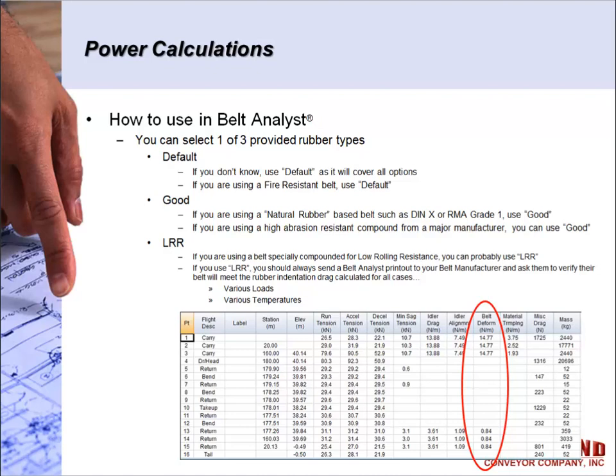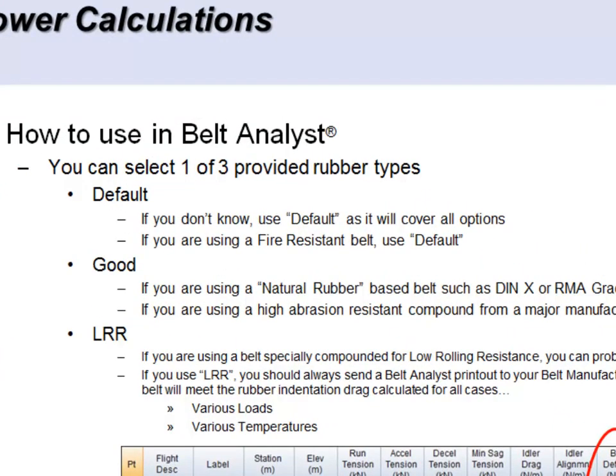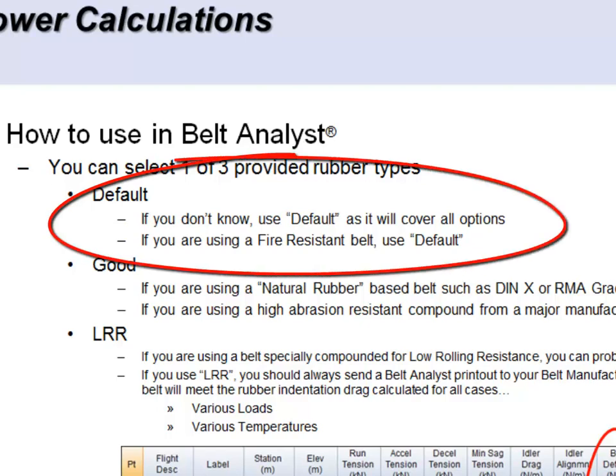Of those 3 types, you'll see here some recommendations of what we suggest to use, and what you do if you use one versus the other versus selecting a particular belt manufacturer. First of all, if you don't know what to do, use the default value. If all else fails, use the default value. That'll give you the most conservative answer, and the default value should cover all belt options you'll come across.